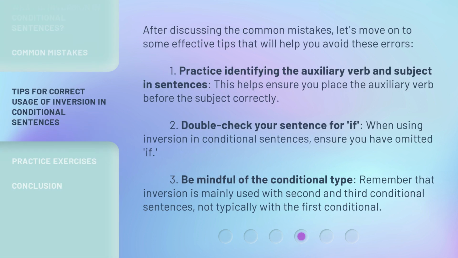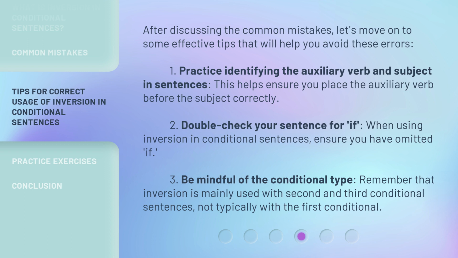After discussing the common mistakes, let's move on to some effective tips that will help you avoid these errors. 1. Practice identifying the auxiliary verb and subject in sentences. This helps ensure you place the auxiliary verb before the subject correctly.